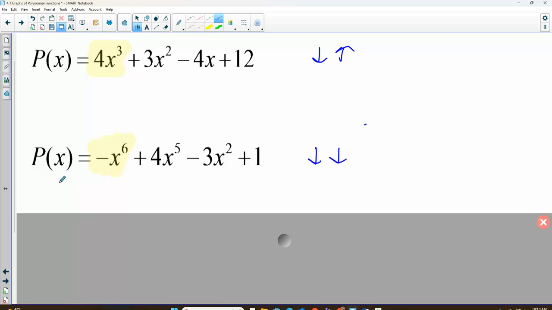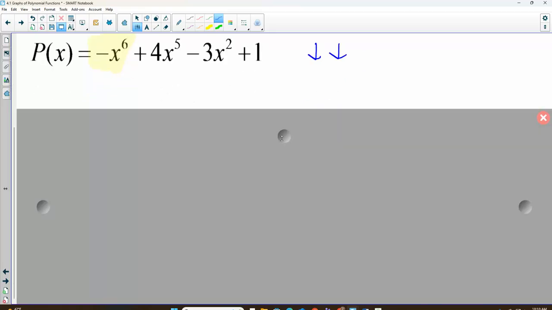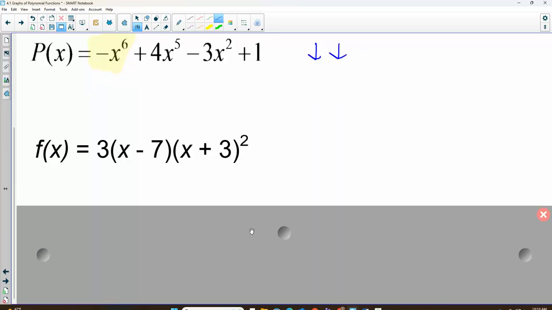Do you guys understand how I'm getting this? Yeah. Okay. The next one, it's different because this is in factored form. Okay, to get their end behavior, it has to be all multiplied out. But we only care about the leading coefficient.